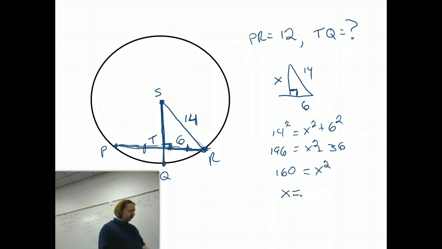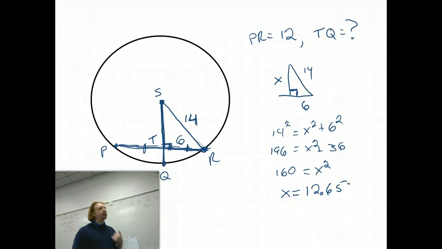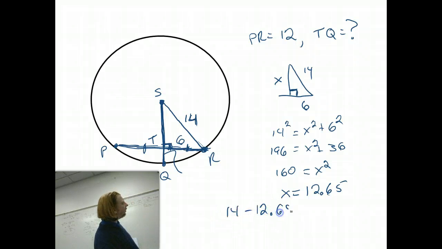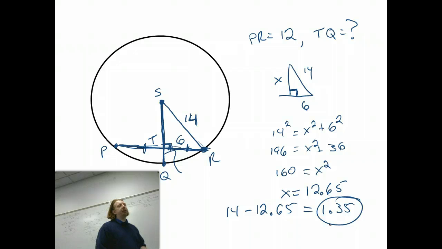So the square root of 160 is 12.65. If you're going to round, you should always do it to 2 decimal places unless you have really big numbers. 4 significant figures is pretty much all you need. And that means now I can figure out what that length is. The radius is 14. I can subtract 12.65. And that leaves my answer of 1.35 for TQ. That little leftover piece at the bottom.